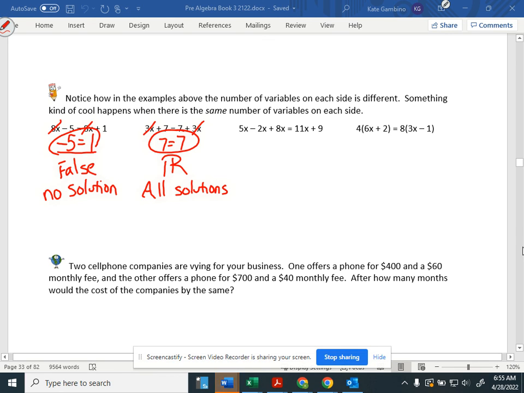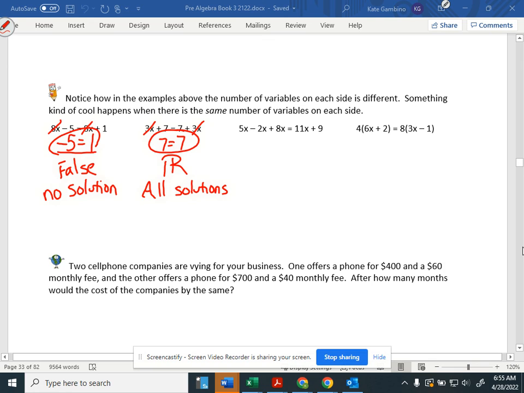So you're going to have to look at the next two. You're going to combine your like terms. You're going to do your distributive property. So you get it down to a variable and a constant equals a variable and a constant. Cross off your variables and decide, is it a no solution or an all solutions? False, all real numbers. So you're going to have to work out those next two on your own.